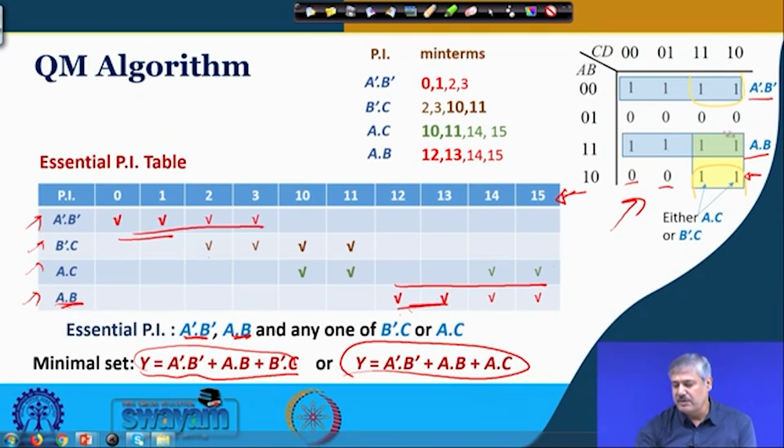So, 10, 11 can be grouped like this, this particular one or this one, the way it has been seen. Two possibilities are there. In one case we will get AC, in another case we will get B prime C. So, one of them needs to be considered, so that 10, 11 remain covered, and A prime B prime and AB must necessarily be present.